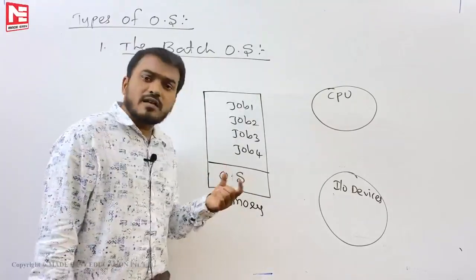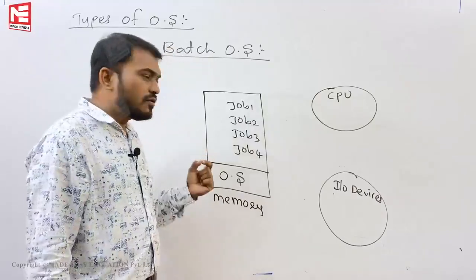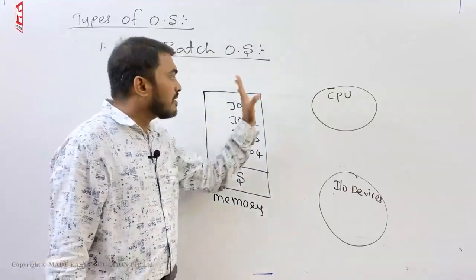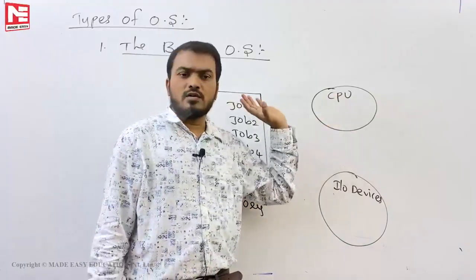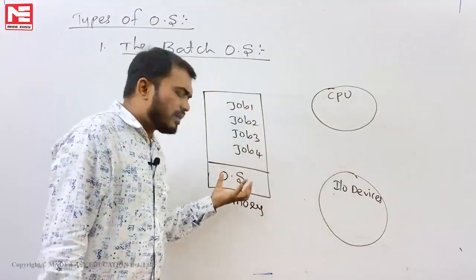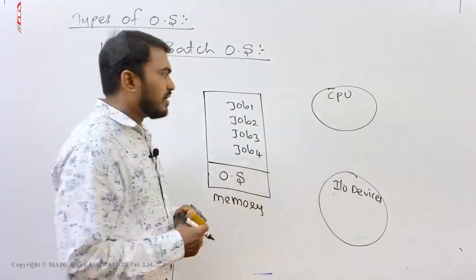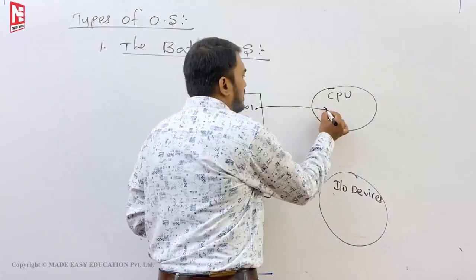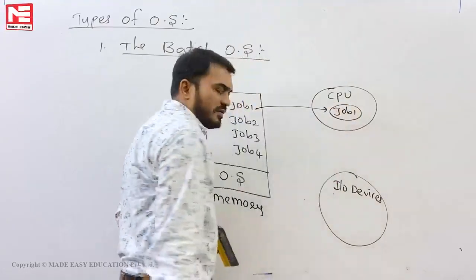The responsibility of the operating system is to schedule the job onto the CPU. Understand here. CPU is what? It's a machine. Okay, CPU is a machine. So the responsibility of the operating system is what? To schedule the job onto the CPU. Now let us say we are scheduling some job onto the CPU. Let us say job 1. Job 1 we schedule onto the CPU.